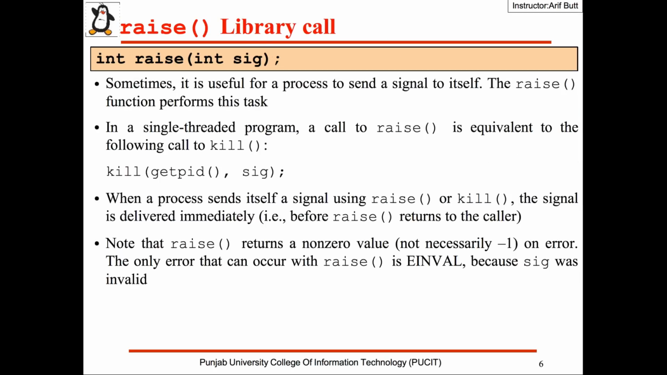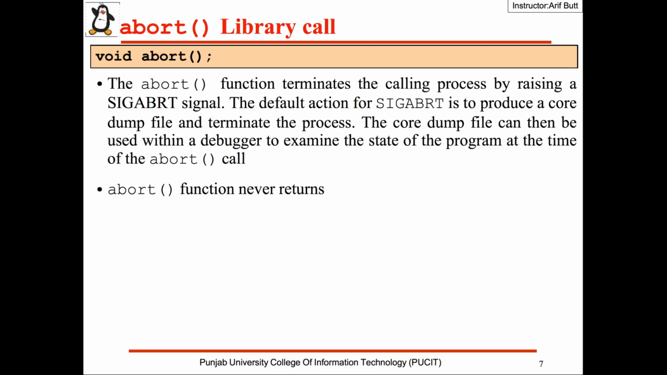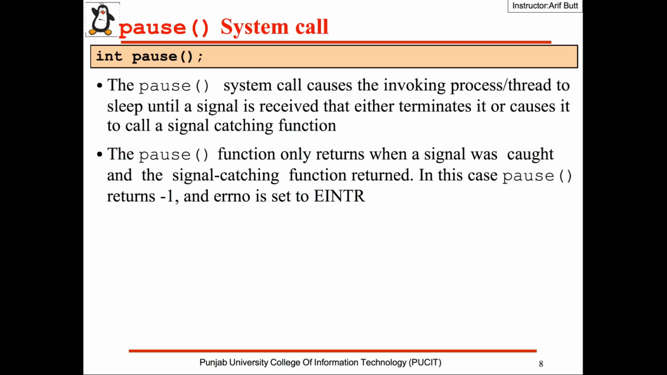Well, if a process wants to send a signal to itself, it can use the raise library call. If a process for some reason wants to commit suicide, it can use the abort library call, which will make the kernel send SIGABRT to the calling process and generate a core dump file. And if a process wants to wait for some signal, it can use the pause system call. This will cause the process or thread to sleep until a signal, any signal, is received that either terminates it or causes it to call a signal handler.